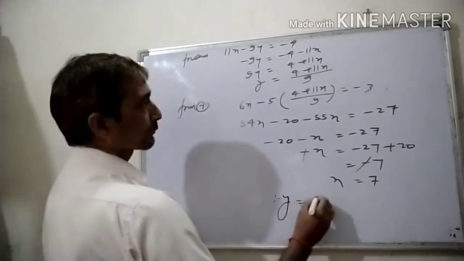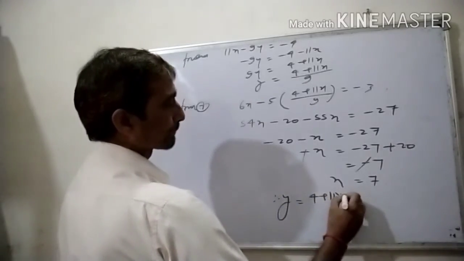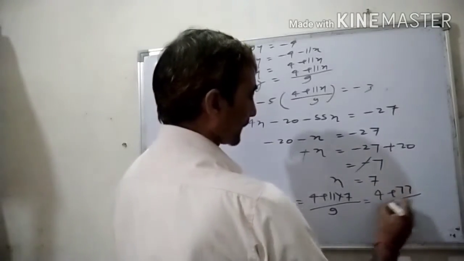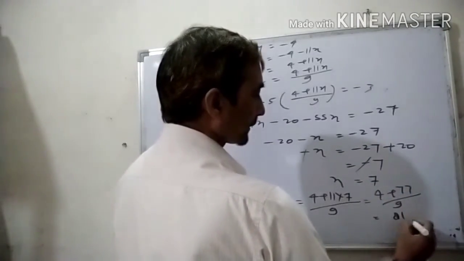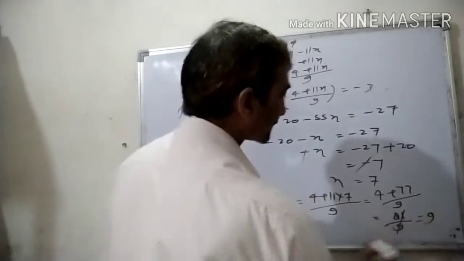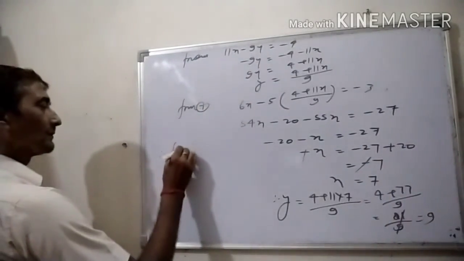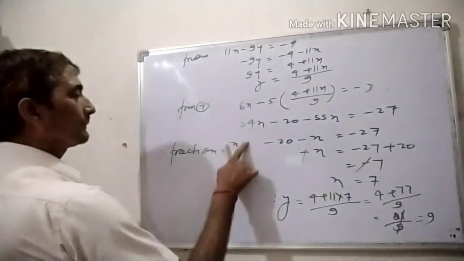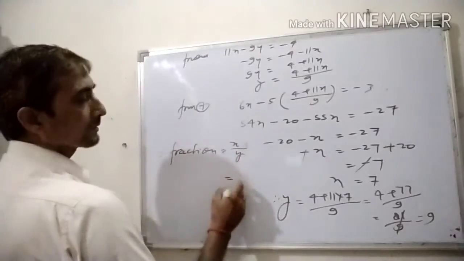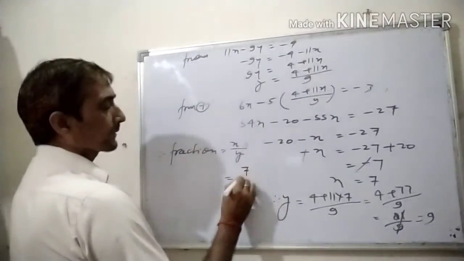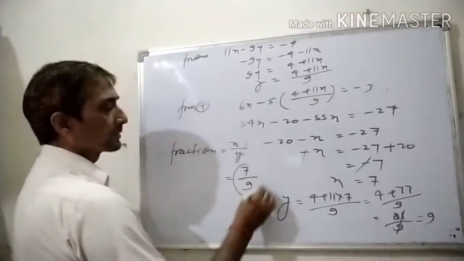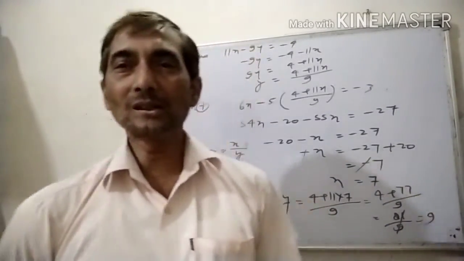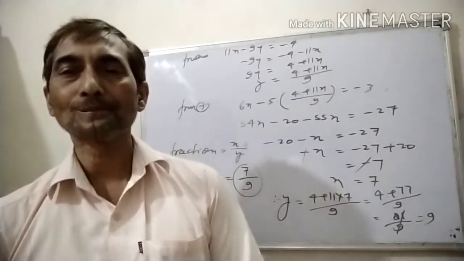Therefore, y is equal to (4 plus 77) upon 9, 81 upon 9. That is 9. Therefore, fraction x upon y, the value of x is equal to 7 and the value of y is equal to 9. That is your answer. It is a set of questions.